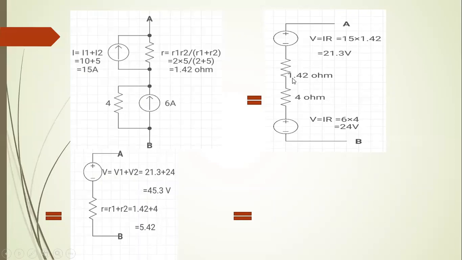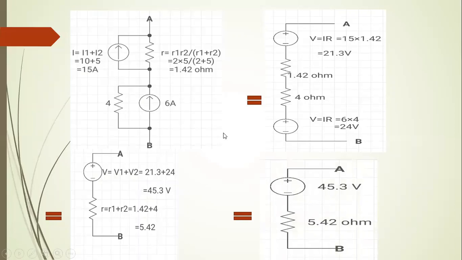Resistor also, R is equal to R1 plus R2. Hence, it is 5.42. Now, what the question asked was converting a reduction of a circuit to a single voltage source with a resistor. Hence, this is what our final result is.